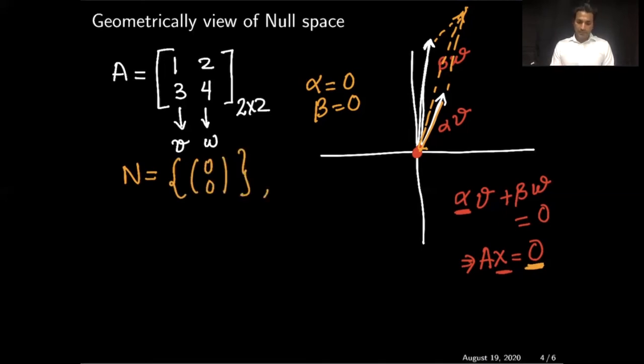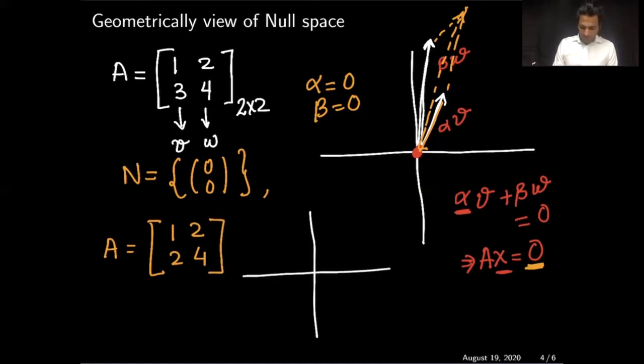As you can see, if the columns of a 2 by 2 matrix are not parallel to each other, then the null space of that matrix is going to be 0. Now let's look at another example. In this case, I'm going to take the matrix 1, 2, 2, 4, and we will draw the picture of the columns of the matrix. So (1, 2) is here, and (2, 4) is here.